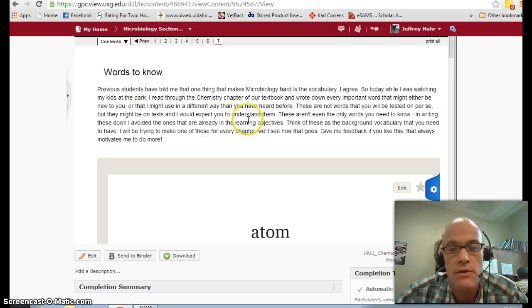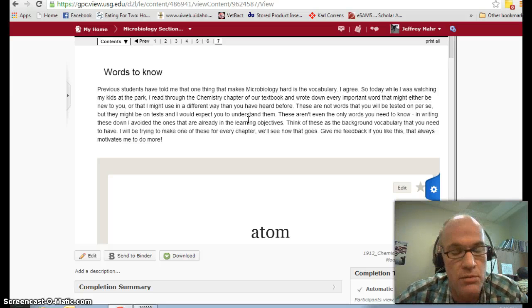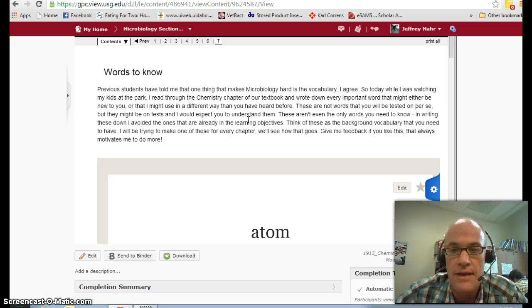What I do is I go through the textbook, and these are not words that are typical vocabulary words. Those you should know, and they're highlighted. And if they're really important, I put them in the learning objectives. We'll talk more about that later. These are just words in the book.